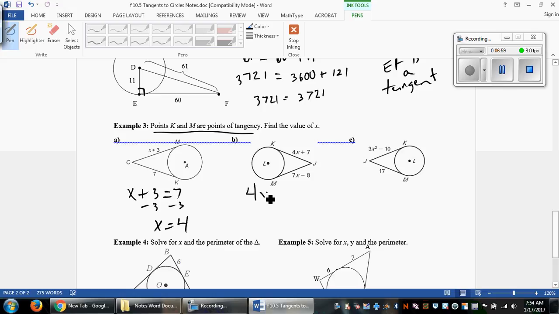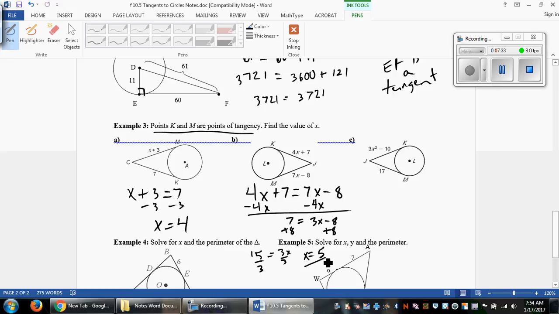Same thing for part B. We'd set them equal to each other. And here we'd want to subtract 4x. And then we'll add 8 because it says subtract, so we do the opposite. 15 equals 3x divided by 3. 15 divided by 3 is 5, so we'll put it right here. X equals 5.